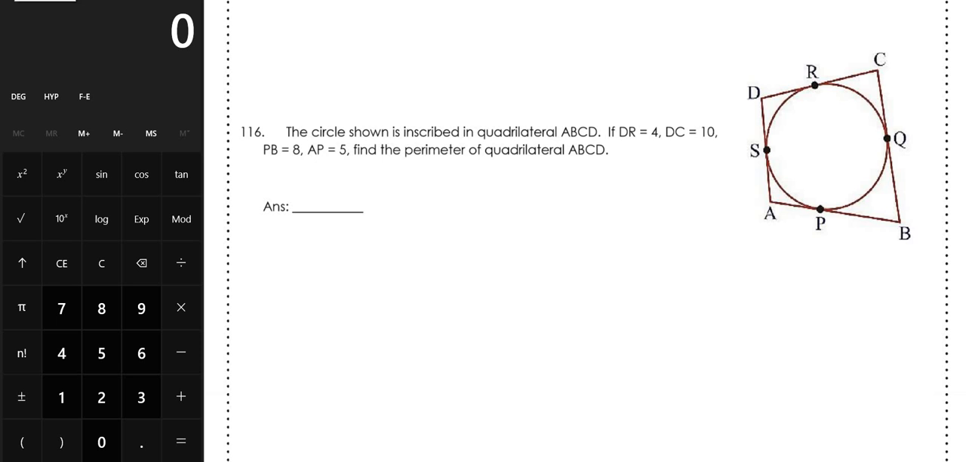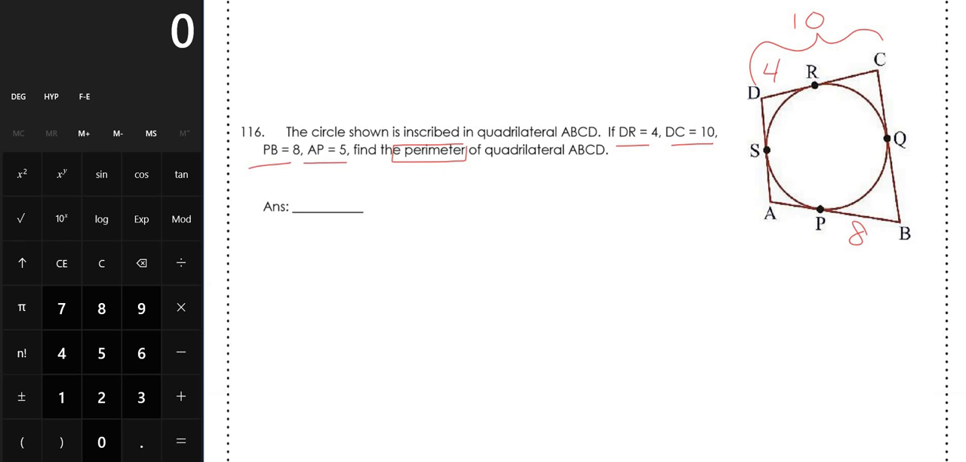Number 116. Read the question and then come back. Okay, so we're asked to find the perimeter of your quadrilateral ABCD. So it's the big quadrilateral on the outside. Now, they give us some measurements here that we need to put into our diagram. DR is 4. DC, the entire top length here, is 10. PB is 8.